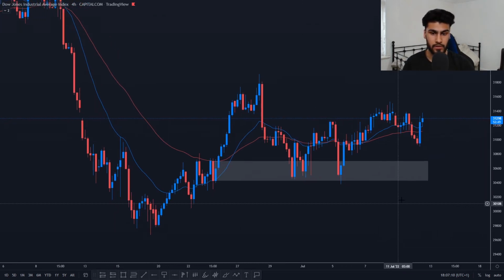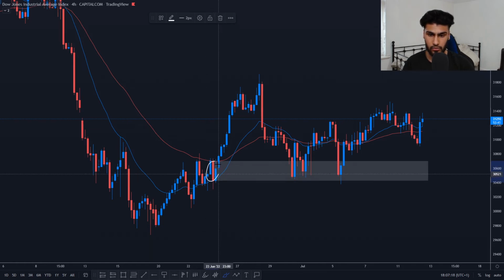But just to keep things simple, let's just draw our zones from the opposite candle before the break of structure. So the reason it would be this candle is because this is the last candle before we see this level being broken over here.